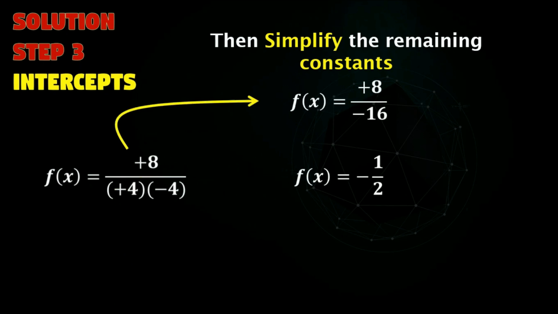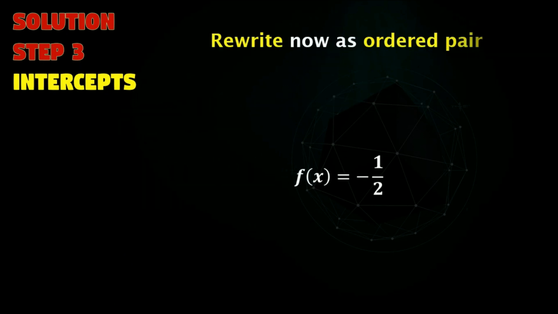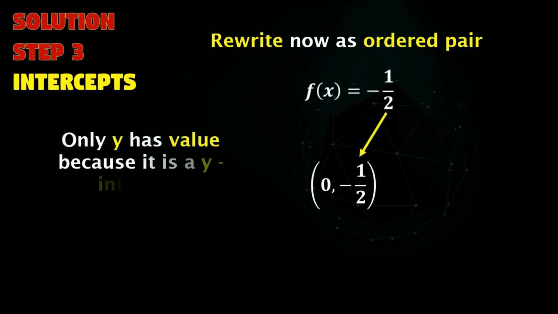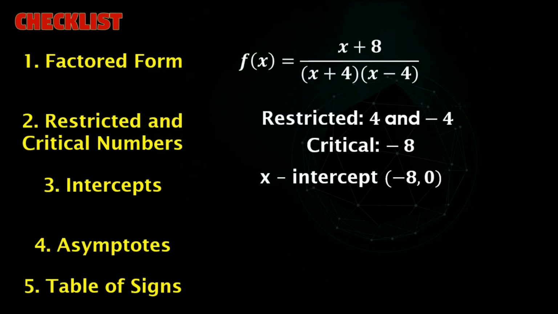The answer will be then written as ordered pair. And as you can see, only y has the value because it is a y-intercept. And also, do not forget to write your answer on the checklist.